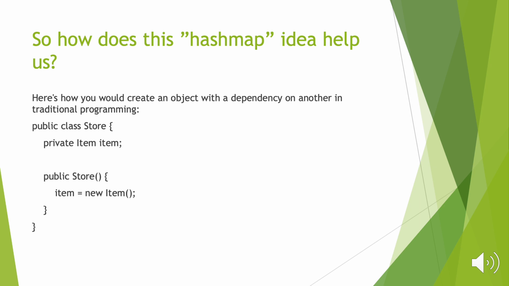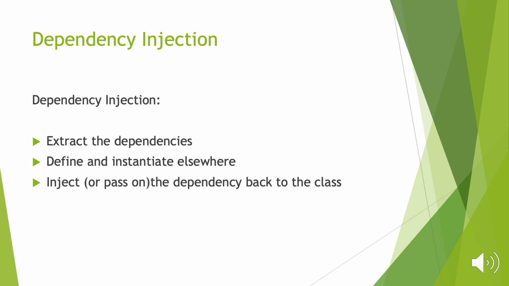This brings us to the next concept, namely dependency injection and inversion of control. Dependency injection is the practice of extracting all objects that a particular object depends on, defining them separately in their own classes, and passing them back to the class that depends on them when needed. So again, we extract the dependencies, define and instantiate them elsewhere, and inject them or pass them on to the class that needs them when the time is right.